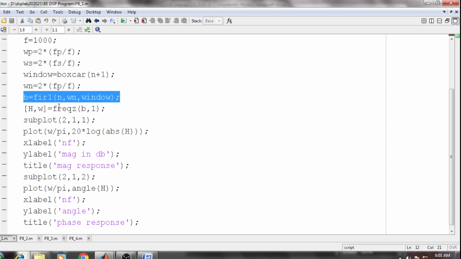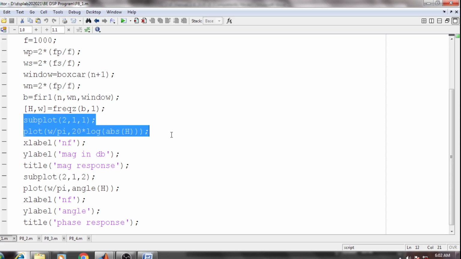So that's why the freqz function is utilized. In that we will pass the parameter b. Once you pass it, you will get the h and w. H represents magnitude and w represents the phase. So that's why here in the subplot we go for plotting that magnitude.